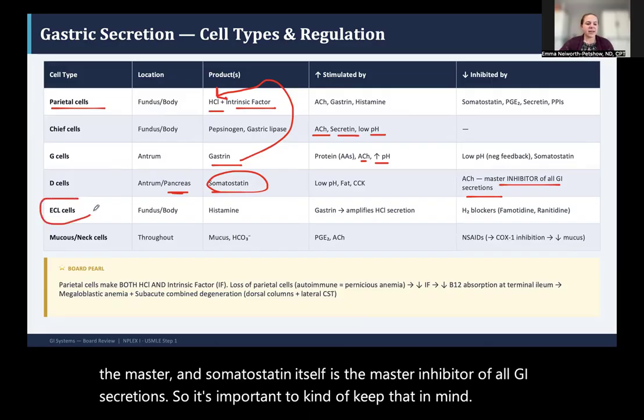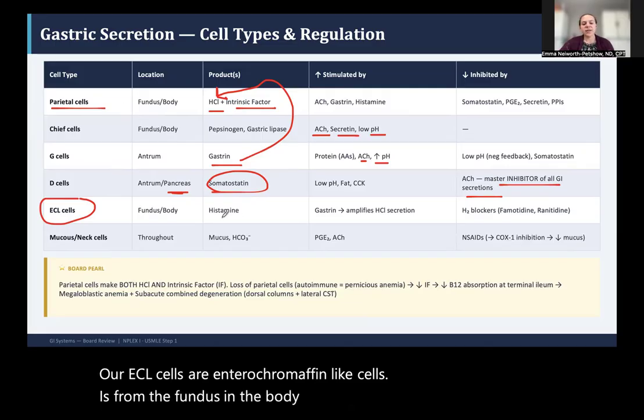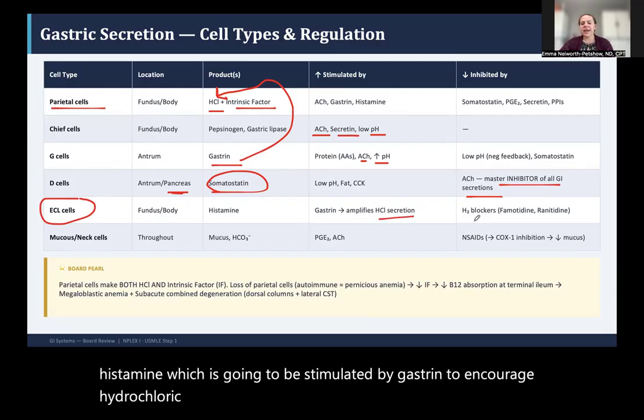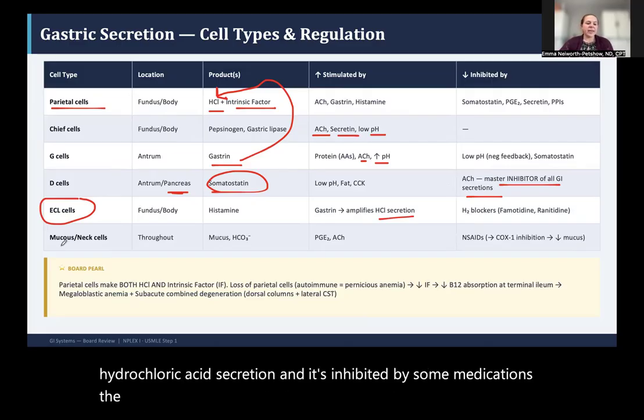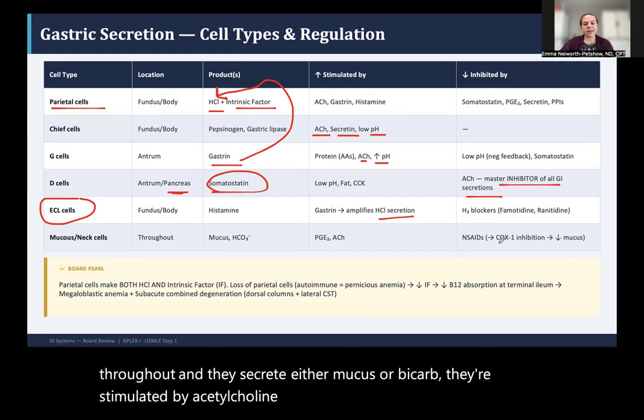Our ECL cells, our enterochromaffin-like cells, are from the fundus and the body, like parietal and chief. This secretes histamine, which is going to be stimulated by gastrin to encourage hydrochloric acid secretion, and it's inhibited by some medications, a histamine blocker. And then our mucus neck cells are throughout, and they secrete either mucus or bicarb. They're stimulated by acetylcholine and prostaglandins, and they can be inhibited by NSAIDs.